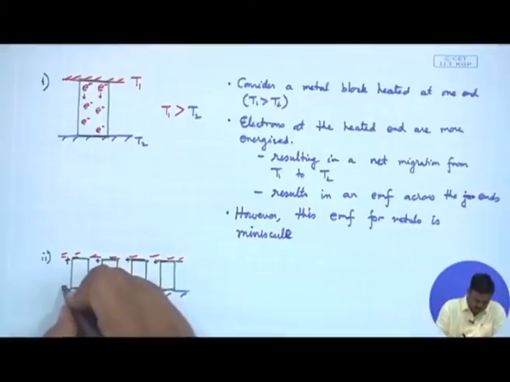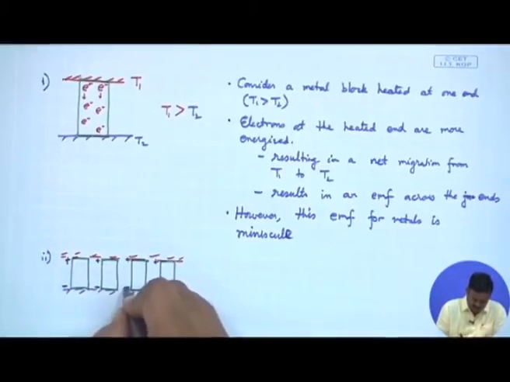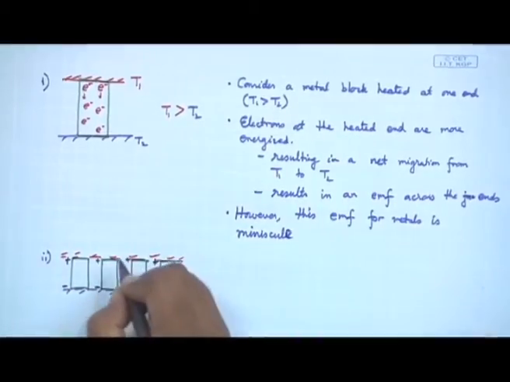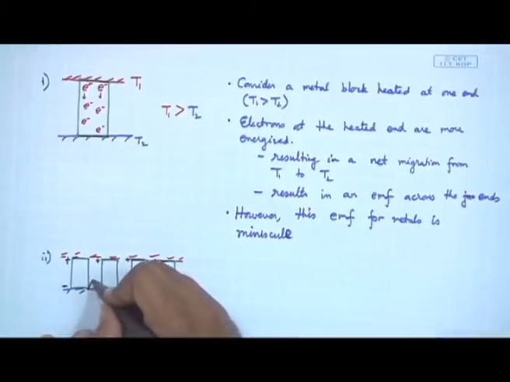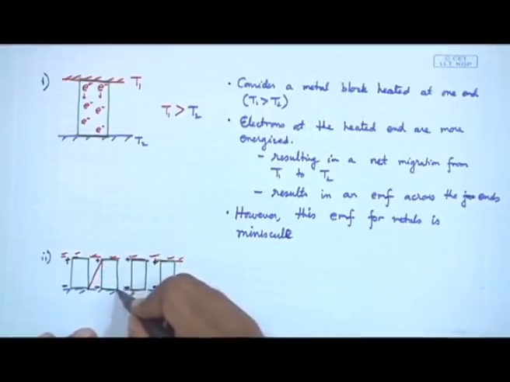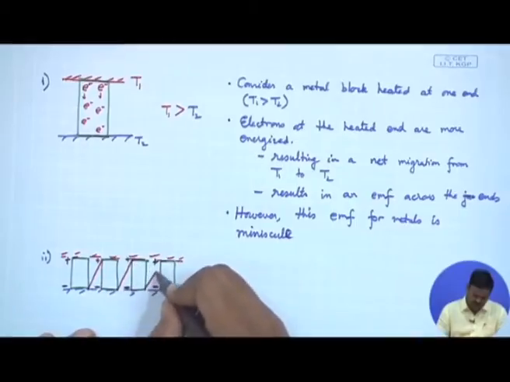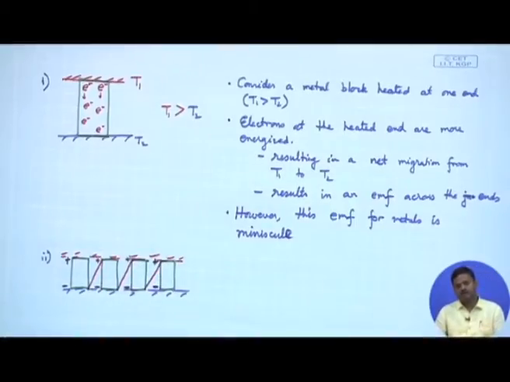So, the hotter end will be positive for all these metal blocks and the colder end will be negative for all these blocks. Now, the question is, how do we connect it in series? If you have to connect it in series, we will have to connect them by conducting wires, the negative end to the positive end and so on. So, let us do this, clear. If we do this now, what happens?